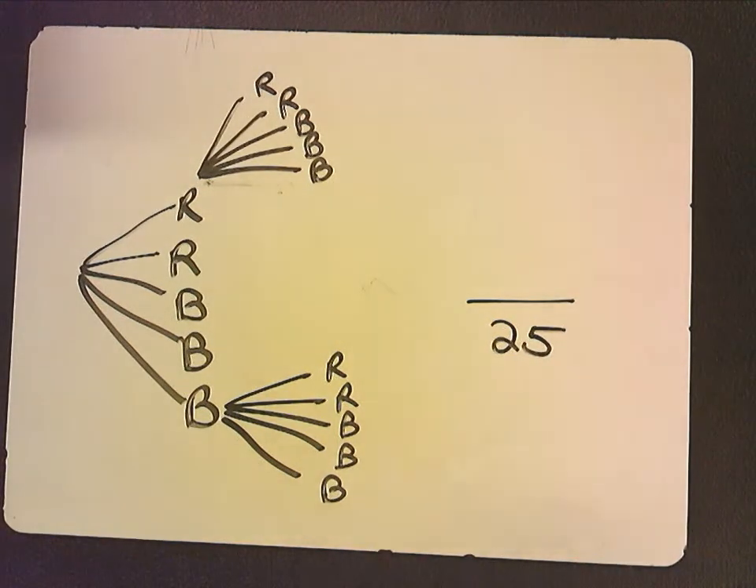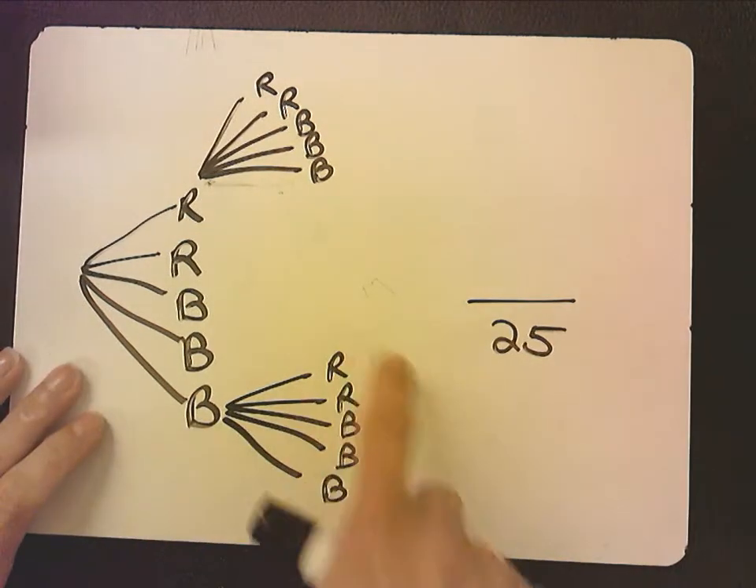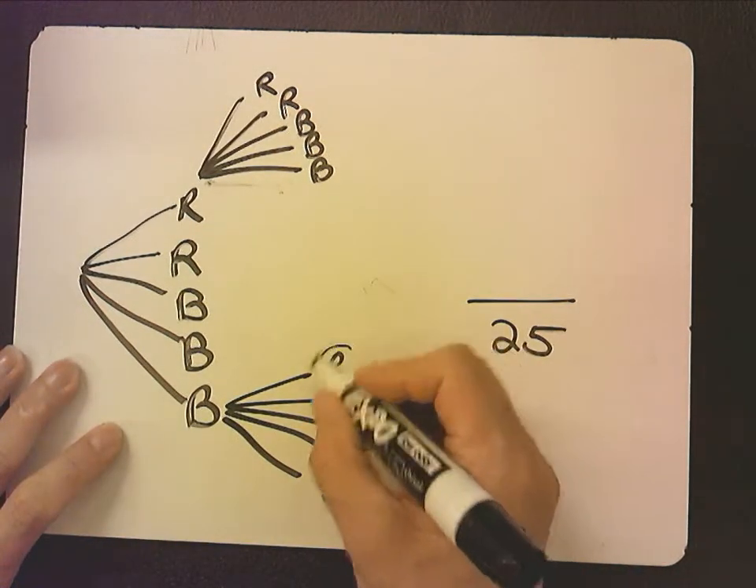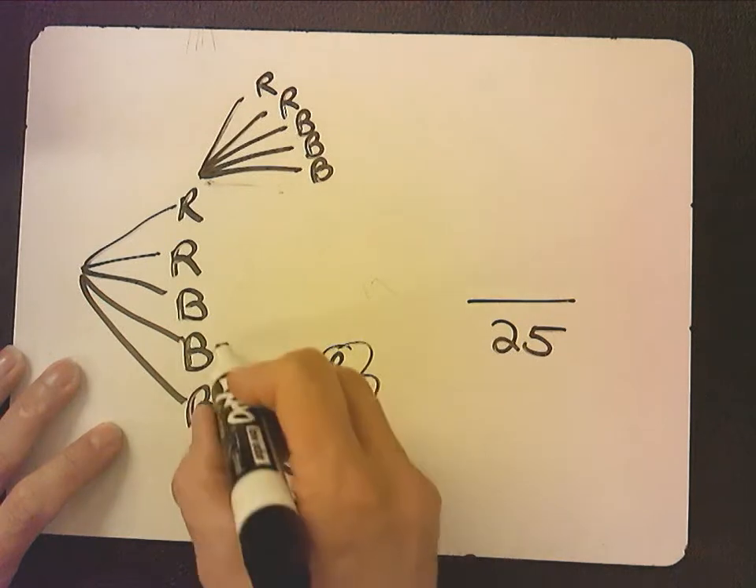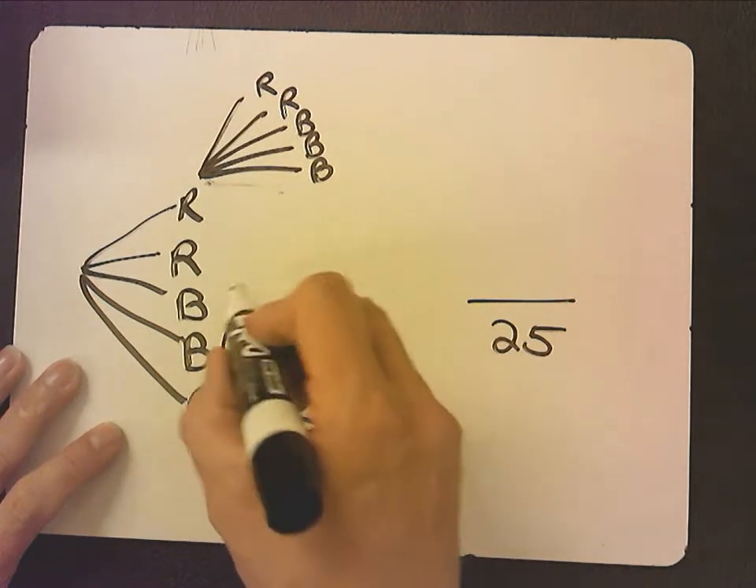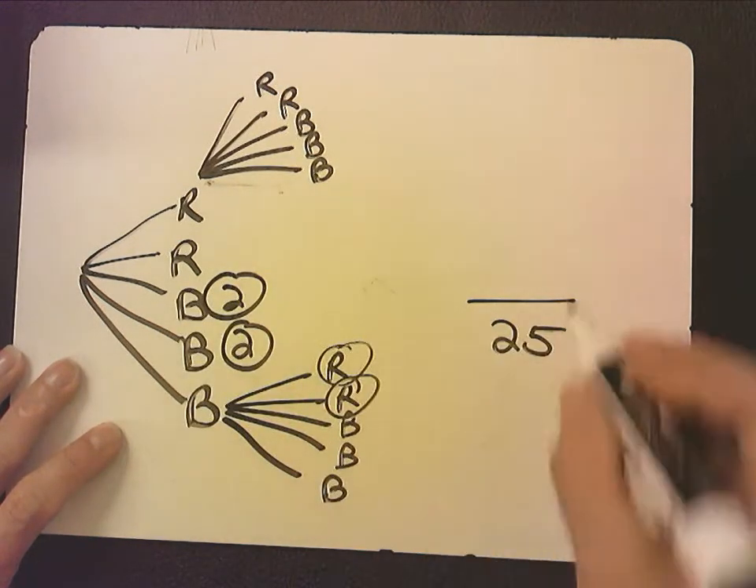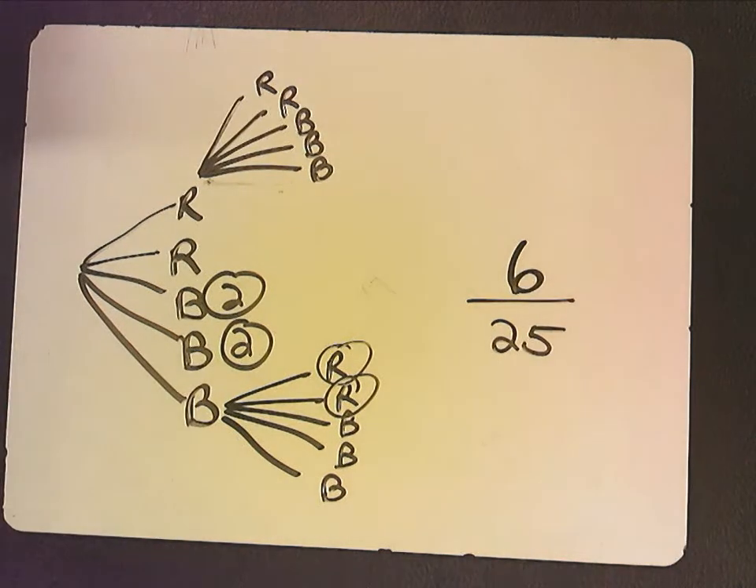And it says, how many ways can I select a blue marble first and then a red marble? Okay? So a blue and then a red, I can do it 2 ways here, which means it'd be 2 ways here and 2 ways here. So it would be a total of 6 out of 25.